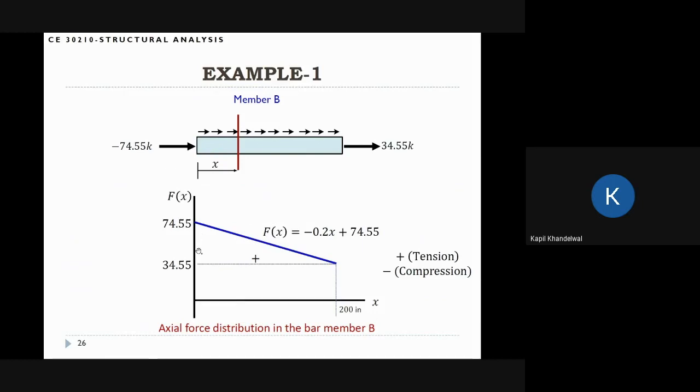So now what I've done is I've just plotted the distribution of force. So you can see that the force is linearly changing in this member. So force is always tension. It changes from 74.55 at the end I to 34.55 at end J, but the member is always in tension. And this concludes the example number 1 for our class or for the session.